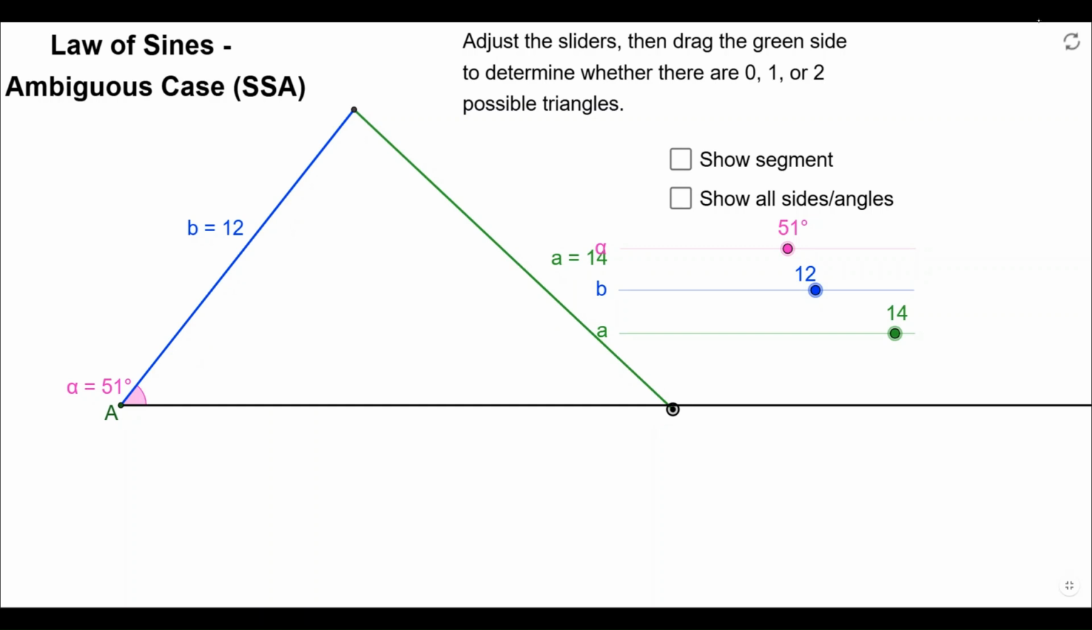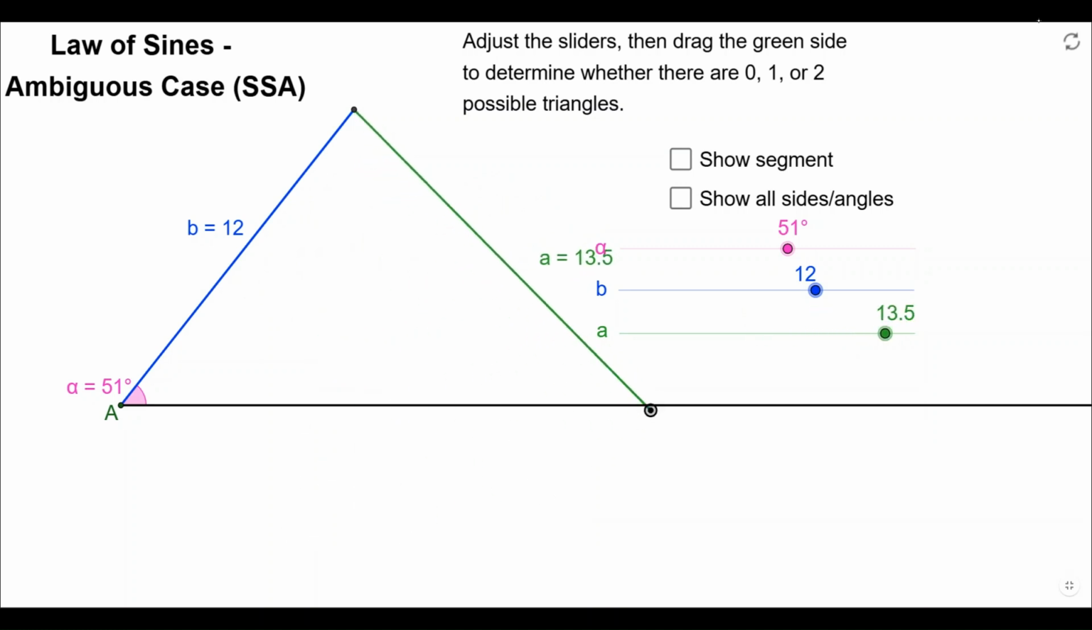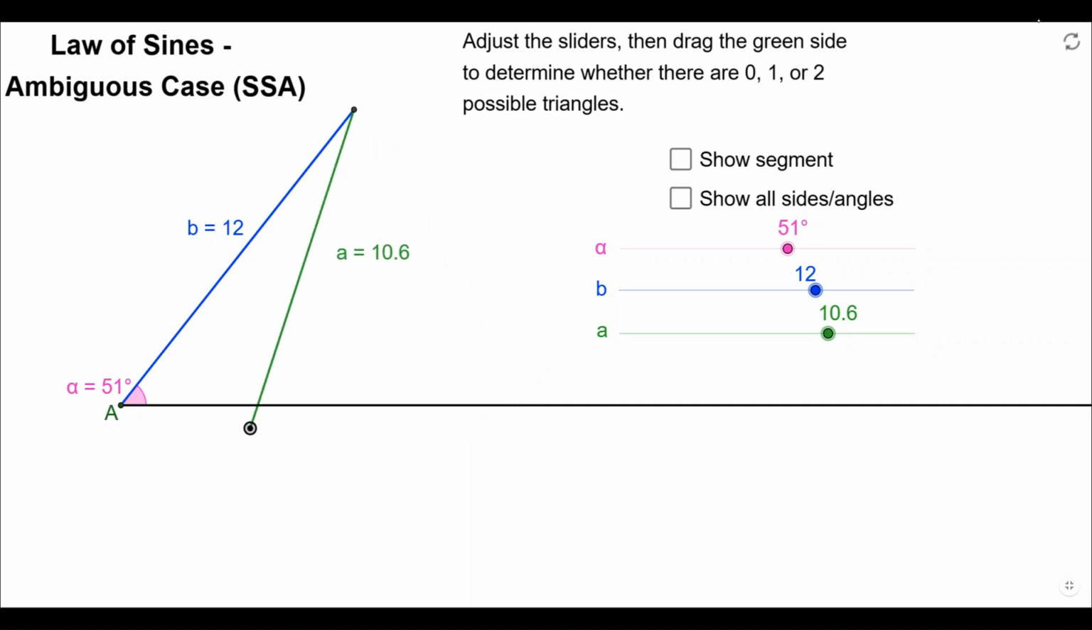Okay, so again, if it's too short, no solution. If it's too long, one solution. And kind of Goldilocks here, if it's in the middle, if it's just right, we'll get 2 solutions.